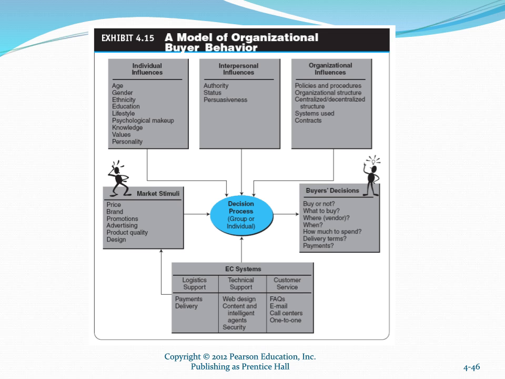Exhibit 4.15 kind of gives us a graphical model of organizational buyer behavior, and hopefully it would quickly become apparent what some of the differences between organizational buyer behavior and individual buyer behavior might be. For example, typically when we're talking about these very large purchases, many of these decisions are made by entire groups rather than a single individual. So these purchases tend to be much more complex.